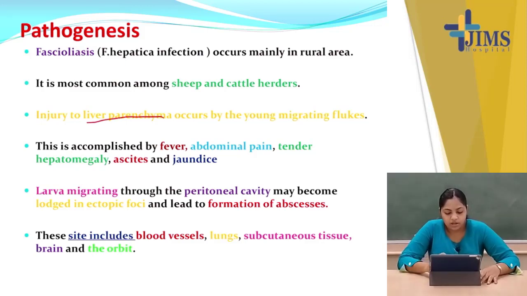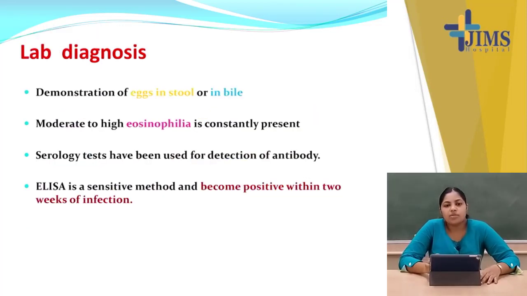So mainly the symptoms of fever, abdominal pain, tenderness, hepatomegaly and jaundice are the common symptoms seen in fasciolosis. Larval migration mainly causes peritonitis, and larvae lodged in ectopic foci cause formation of abscesses, seen in the liver, and these sites can include even the blood vessels, lung, subcutaneous tissues, brain and other organs also.